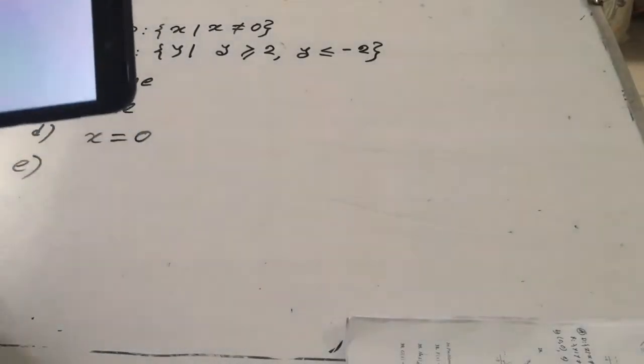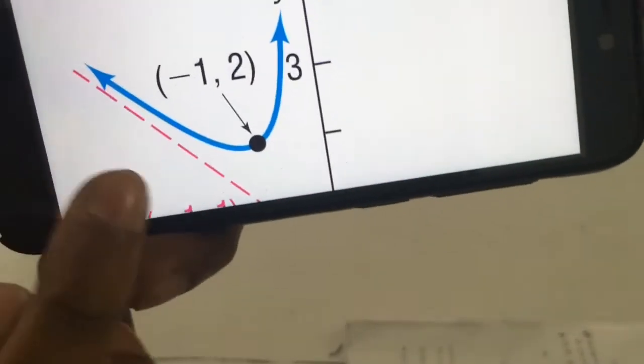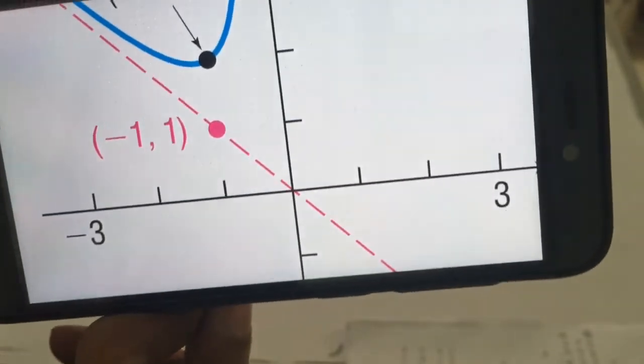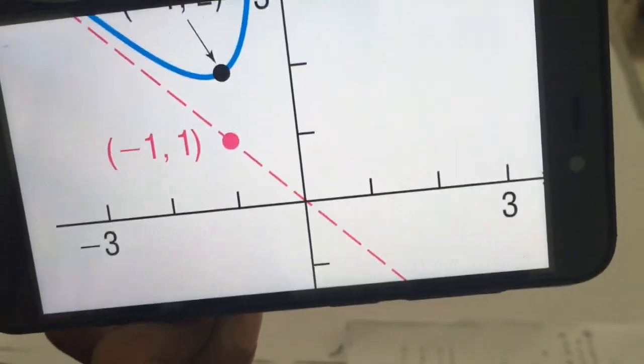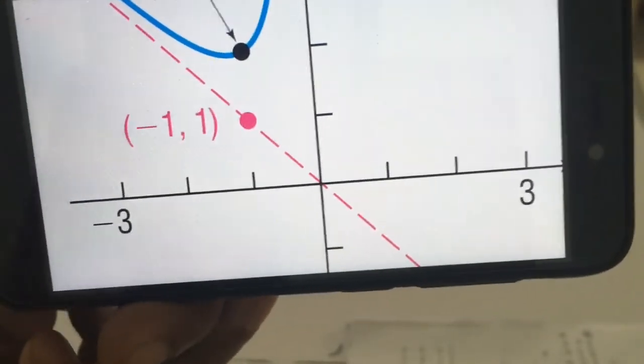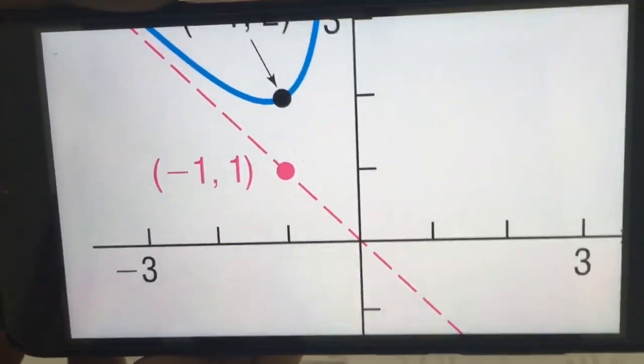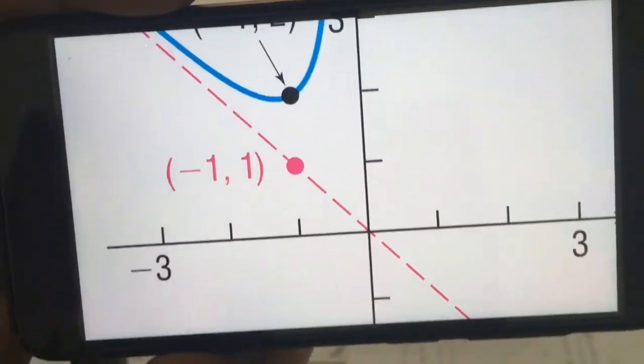And now the oblique asymptote. In this case, you see there is an oblique asymptote here. See this red inclined line. The inclined line is the red oblique asymptote. Now we have to find the equation of this line. And interestingly, this equation is nothing but just x equals minus 1. How to find it out? Let me show you that.